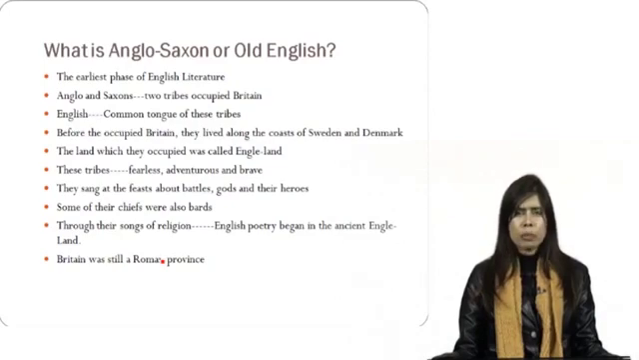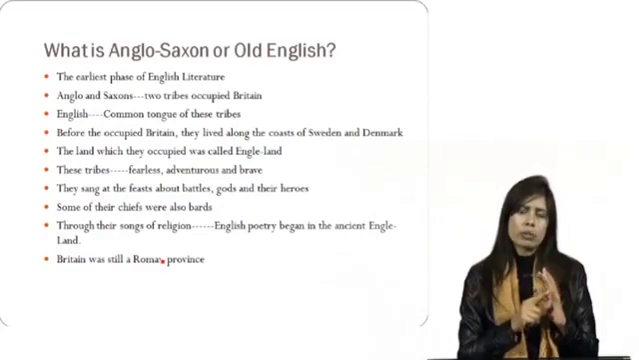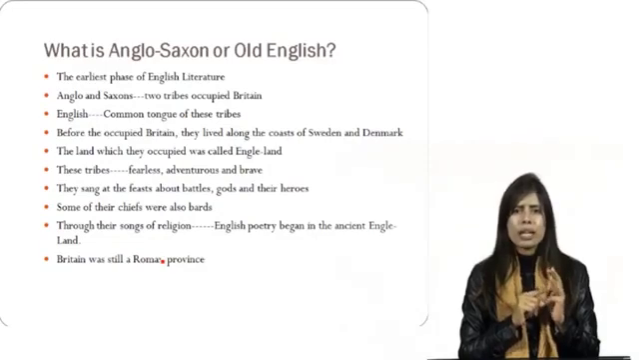Britain was still a Roman province. Previously, as you can see, we took a start with the Celtic tribes. The Celtic people used to live over there, and they were pagans. Next were the Roman conquerors: in 55 BC, with the arrival of Julius Caesar, the Roman rulers conquered Britain.